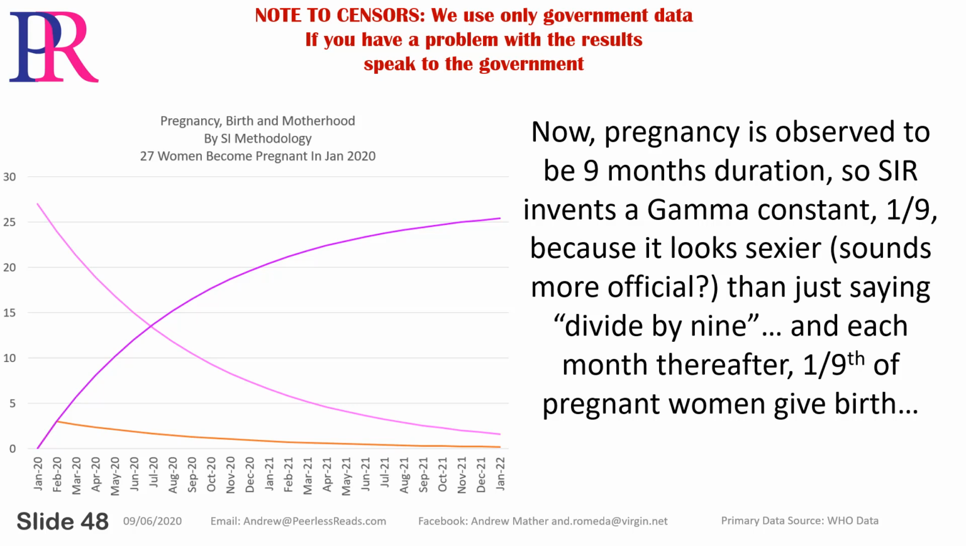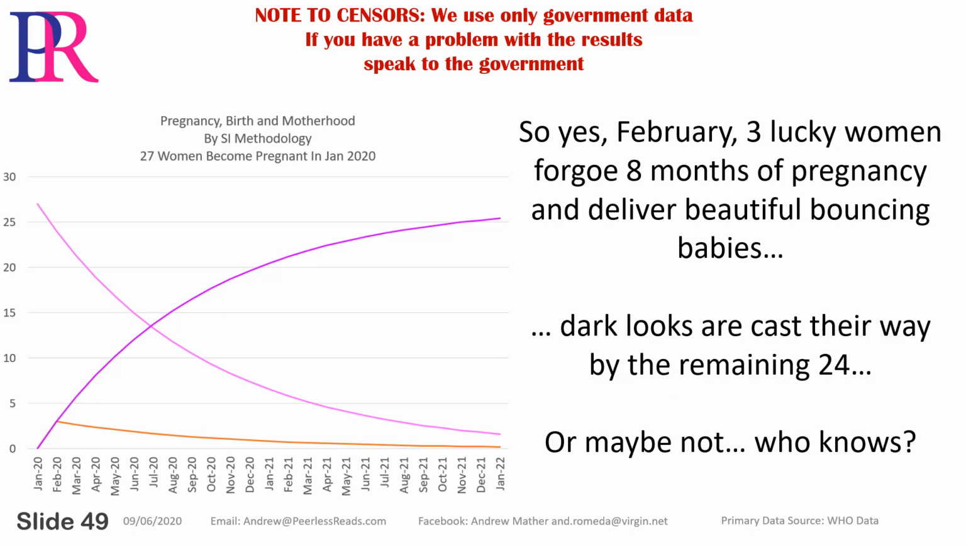And each month thereafter, 1/9 of pregnant women give birth. So yes, in February, 3 lucky women forego 8 months of pregnancy and deliver beautiful bouncing babies.